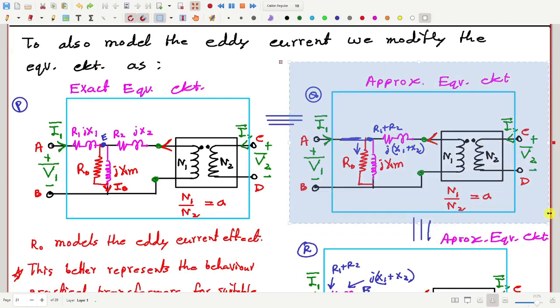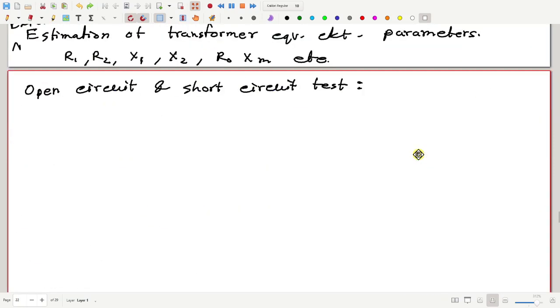Actually, the procedure that I am going to tell you is not able to determine R1 and R2 separately, or X1 and X2 separately. That's difficult. It's not easy to separate R1 and R2, X1 and X2 through this process. Rather, we will find out R1 plus R2 together and X1 plus X2 together. Okay, so let me take the second circuit.